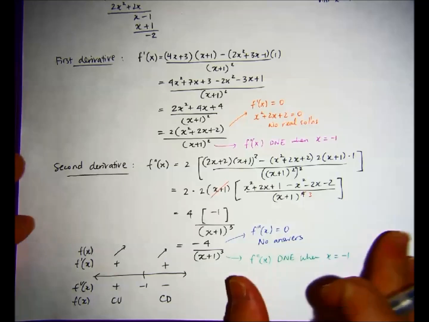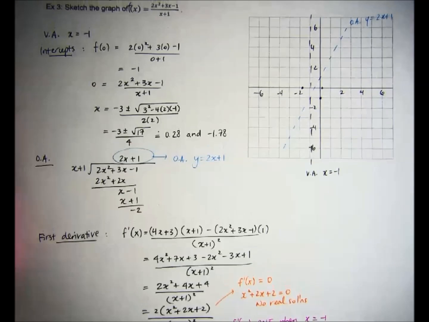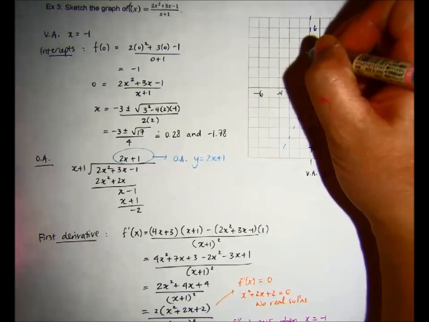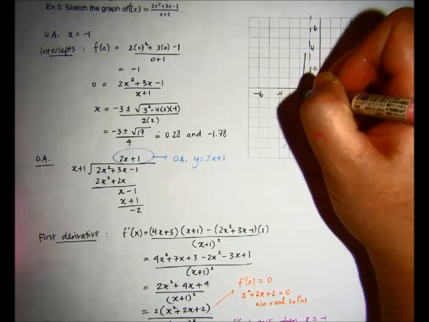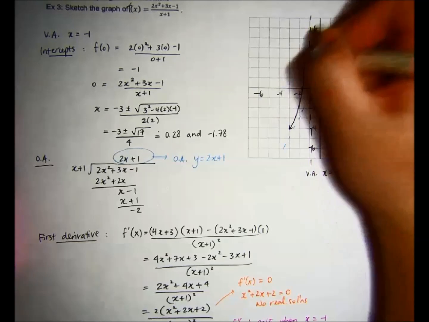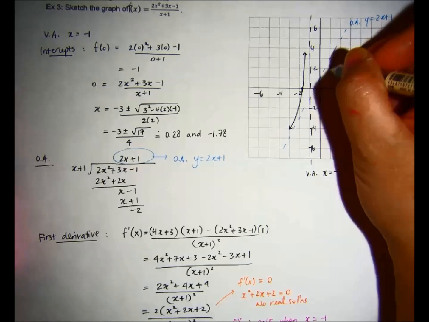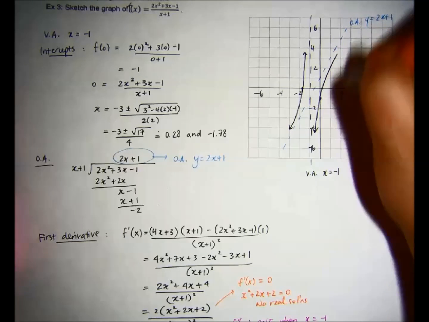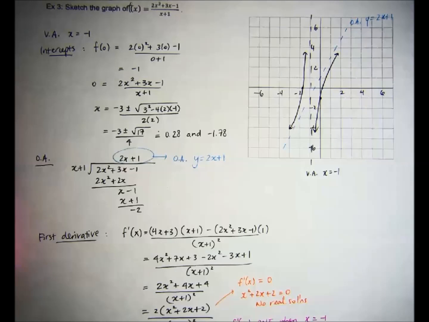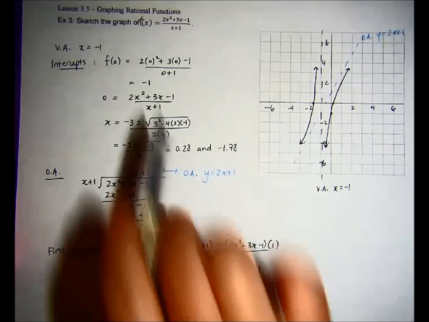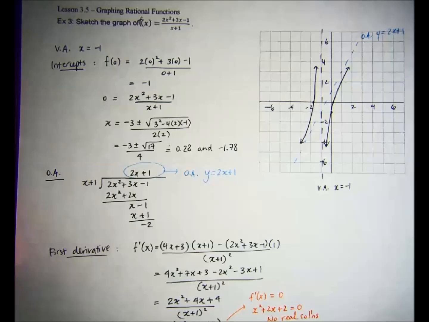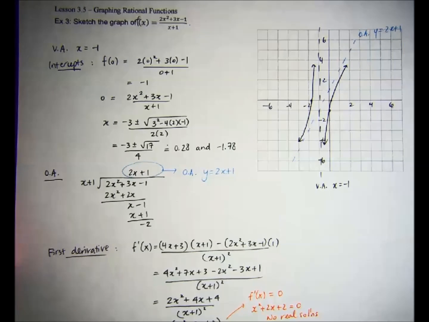Okay, so based on all of that information, I can say with confidence that my graph is simply going to look like this. And again, if you want to add in some more points, feel free to do so by plugging in an x value into the function, and that will give you some more points that you can plot for accuracy.